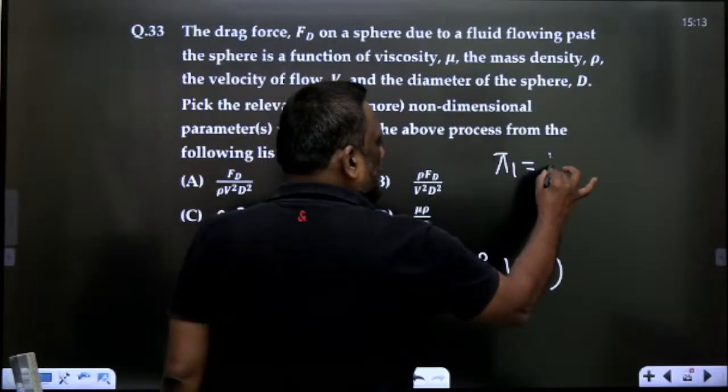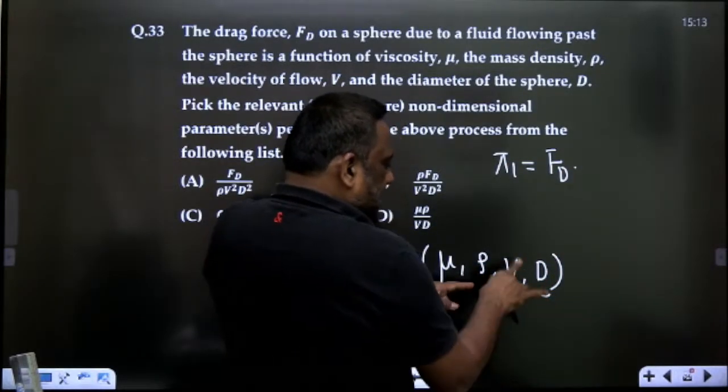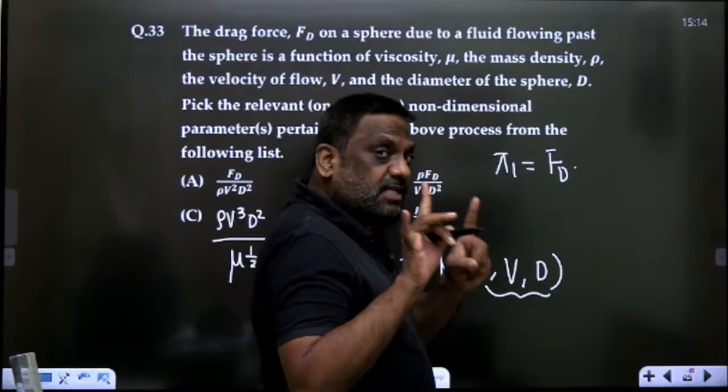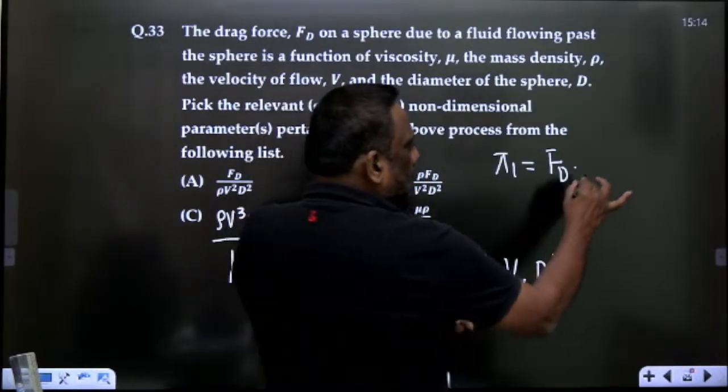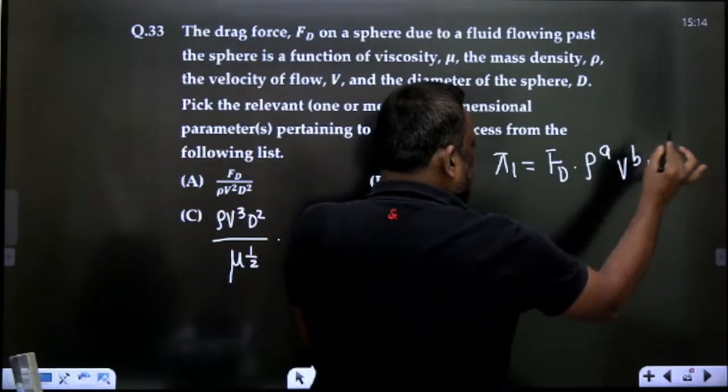So pi 1 is the dimensionless term, pi 1 equals F_D into, these three I am taking as repeated variables. I gave you the reasons why to take these as repeated variables. Rho power a, v power b, d power c. Okay.